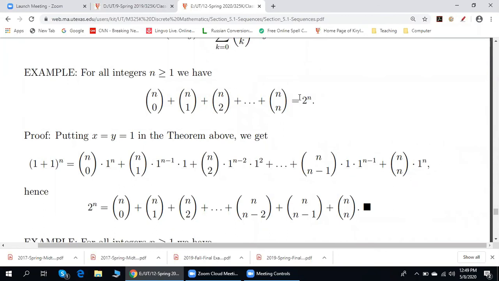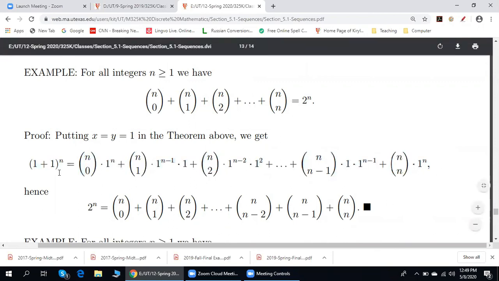Once again, you replace in the theorem above x and y by 1, we get this. The left-hand side is 2 to n's power. Here, all these terms disappear. Done.